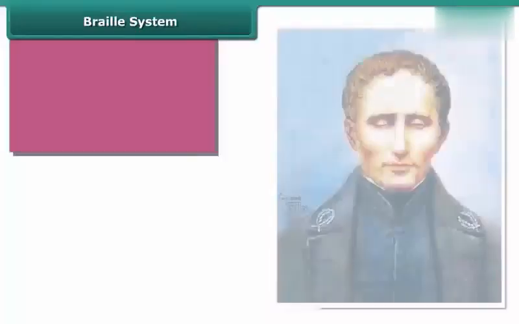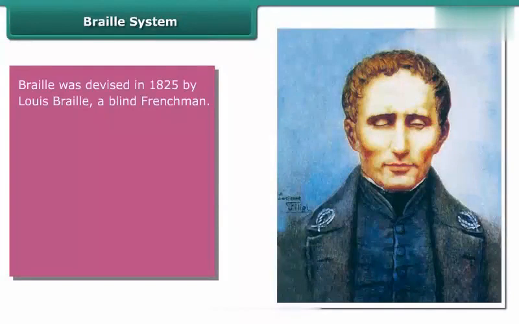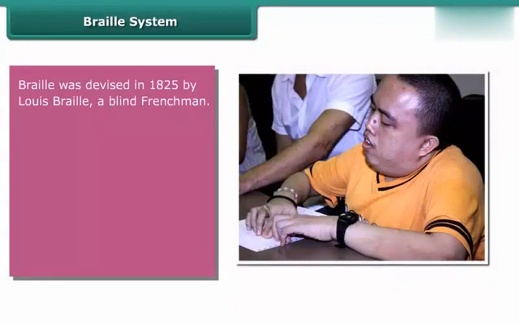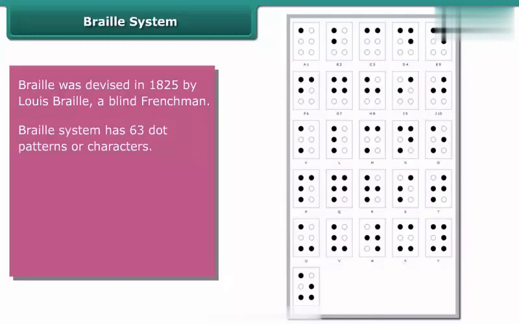Braille was devised in 1825 by Louis Braille, a blind Frenchman. Braille is a writing system which enables blind and partially sighted people to read and write through touch. Braille system has 63 dot patterns or characters.